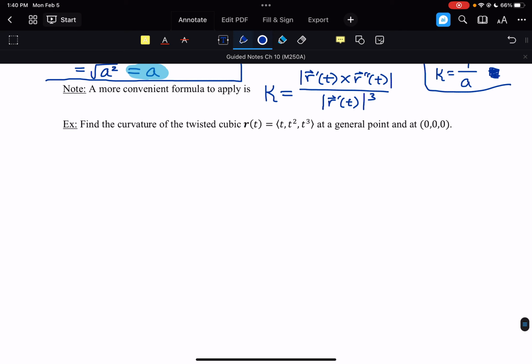So find the curvature of the twisted cubic. That's the curve that has a vector function t, t squared, t cubed at a general point and at the point 0, 0, 0. So we need r prime, we need r double prime, we need a cross product, and a couple lengths here. So r prime is going to be 1, 2t, and 3t squared. R double prime is going to be 0, 2, and 6t.